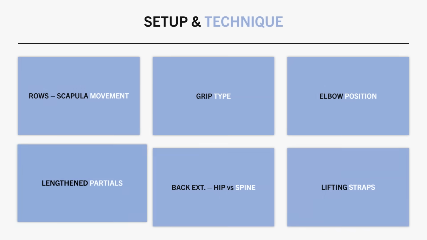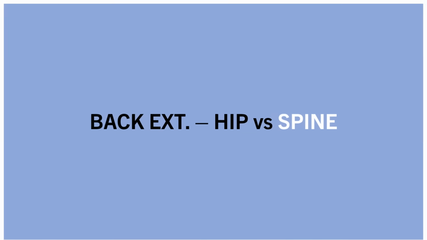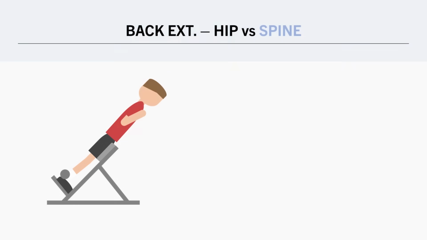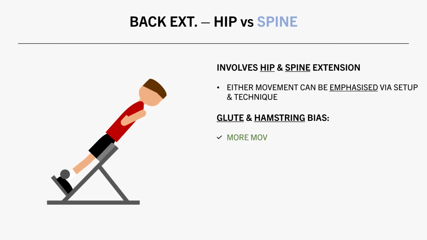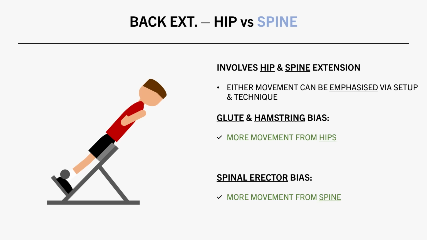The next technique consideration is for back extension exercises. Back extensions typically involve some degree of hip extension and spinal extension, and based on our setup and execution, we can bias either of these movements. When we perform back extensions with greater hip movement, we can bias the glutes and hamstrings to a greater magnitude. And when we perform them with greater spinal extension, we can bias the spinal erectors to a greater magnitude.